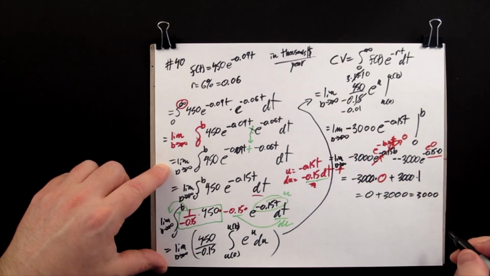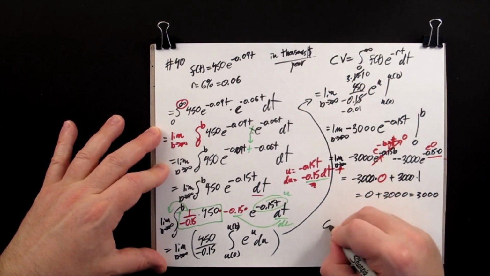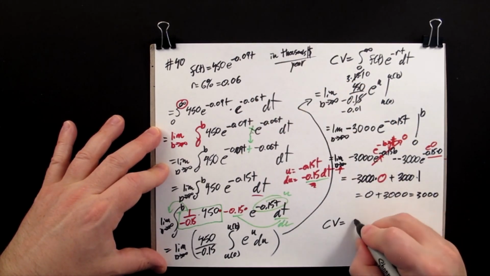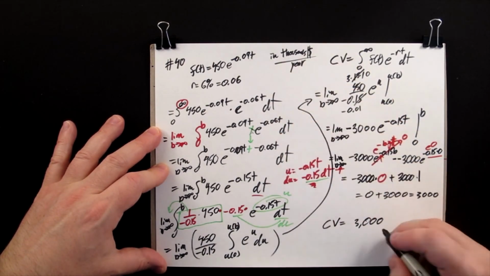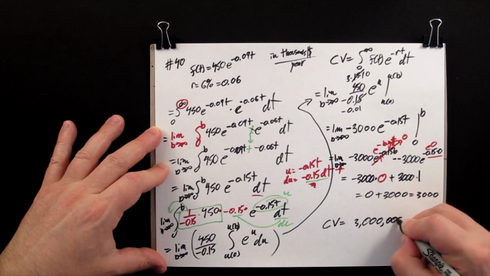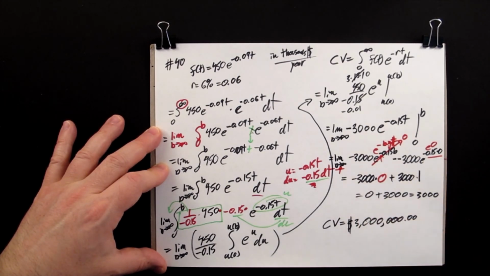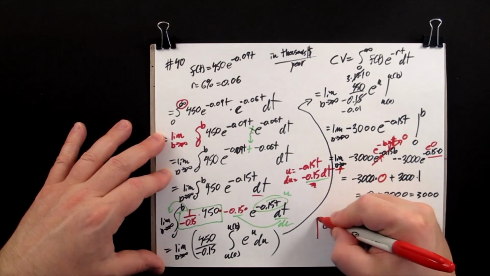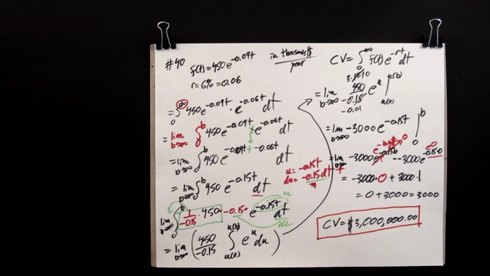Now it's asking what the capital value is, so you have to adjust for all the units here. So the capital value is going to be 3,000, and this was in thousands of dollars, so you multiply it by 1,000, which adds 3 zeros to the end there. So the capital value of this machinery is $3 million.